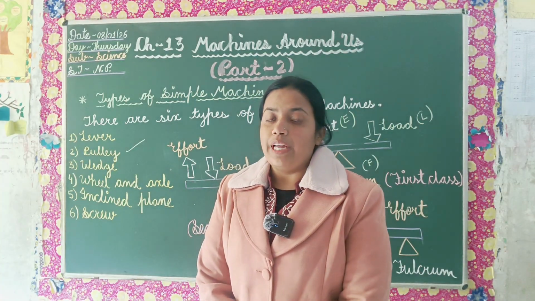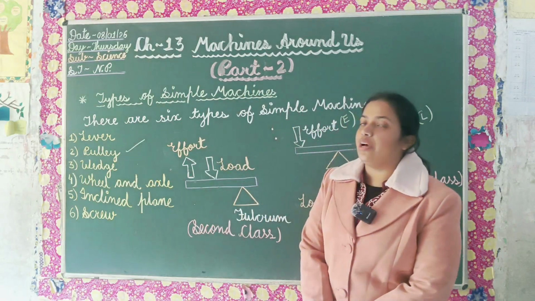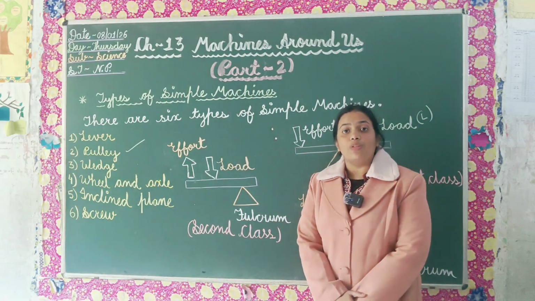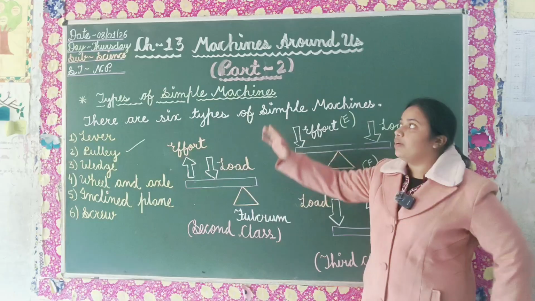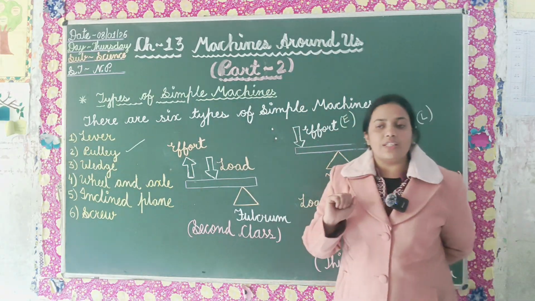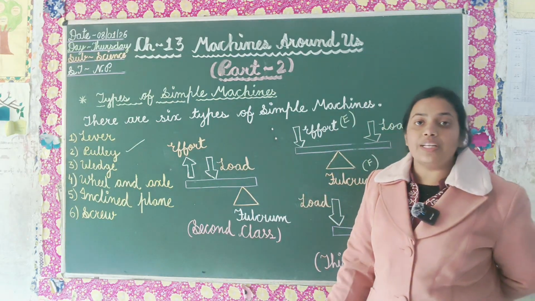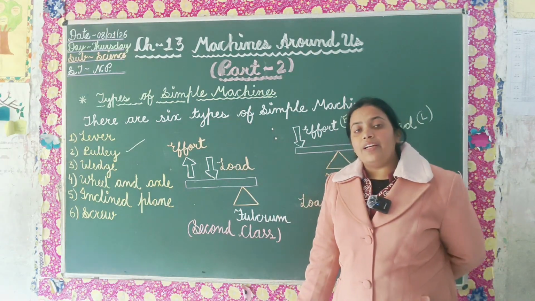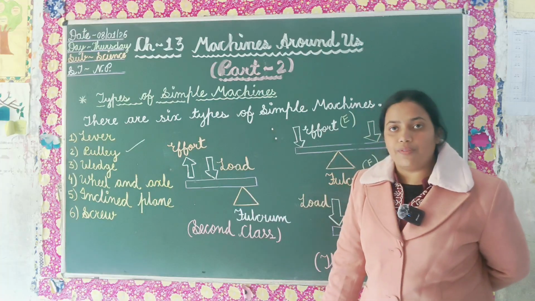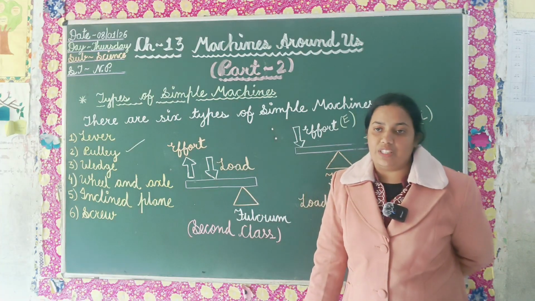So take out your science book. In our today's video, we are going to discuss the remaining topics of chapter number 13, that is Machines Around Us. My dear students, in our previous video, we had covered the topic what is a machine and the two types of machines, that are simple machine and complex machine.